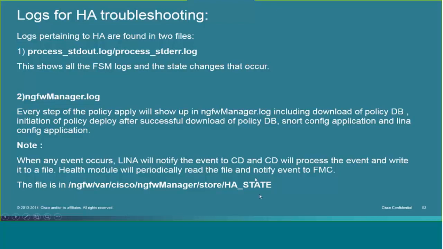So this HA state is the failover state of the unit, which is polled by the FMC to display primary active and secondary standby on the GUI. So this is an important location. Let's say you do show failover status on the firewall and you see secondary is active, but on the FMC you are seeing secondary standby. There is a mismatch, right? So you can just come here and see the file.